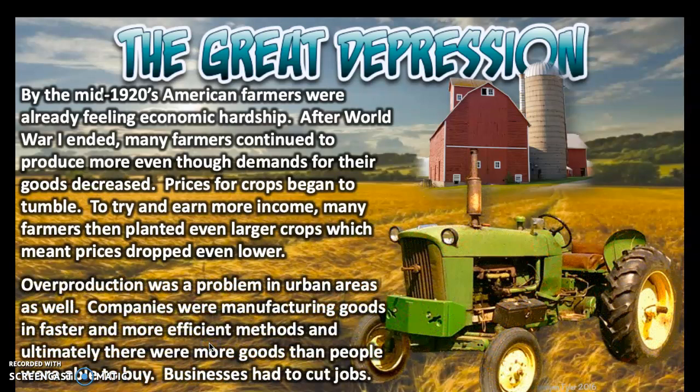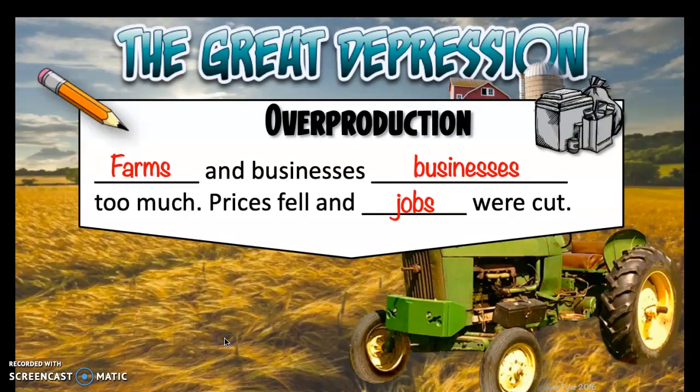Overproduction was a problem in urban areas as well. Companies were manufacturing goods in faster and more efficient methods, and ultimately, there were more goods than people were able to buy, so businesses had to cut jobs. So this is the overproduction result. Farms, businesses, that should say produced too much, sorry about that. Prices fell and jobs were cut. So farms and businesses produced too much.